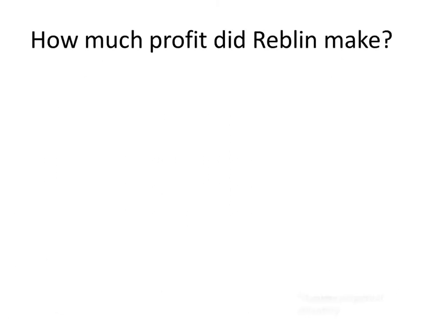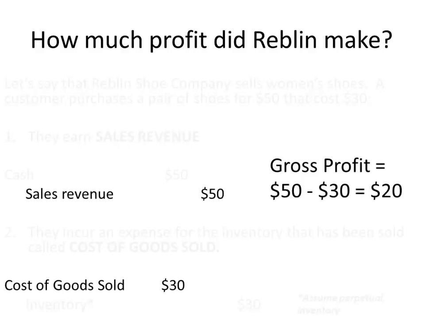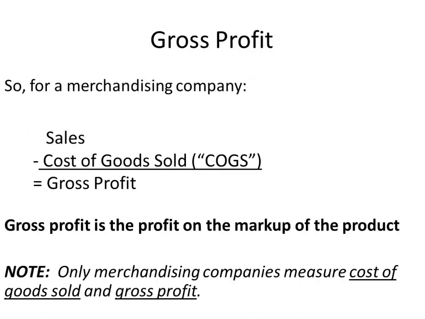How much profit did Reblin make on that inventory sale? $20. Okay? So you have gross profit of 20. Very important here. In a merchandising company, sales minus cost of goods sold is going to give us that gross profit. And this gross profit is a profit on the markup of a product. Okay, that's what you're showing when you show gross profit. It's your direct markup on that product.